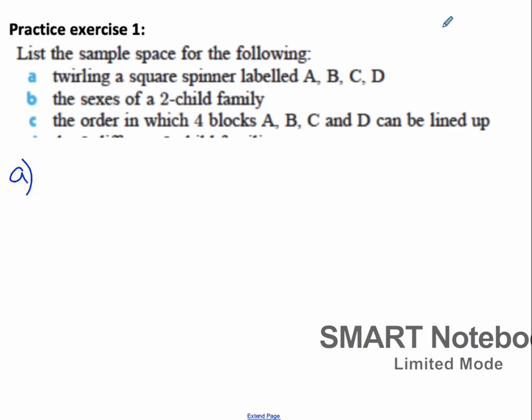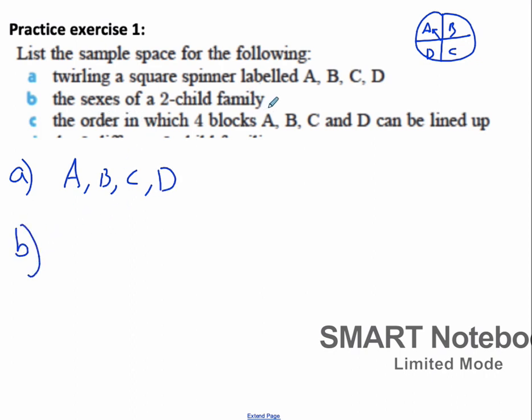Twirling a spinner. The spinner would look something like this: A, B, C, D, with an arrow that you can spin around, and it randomly lands on A, B, C, or D. So the sample space is A, B, C, D.